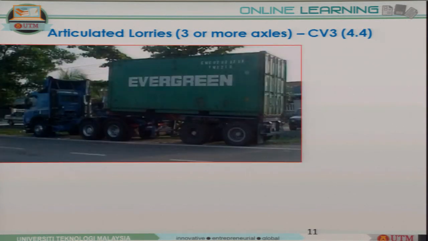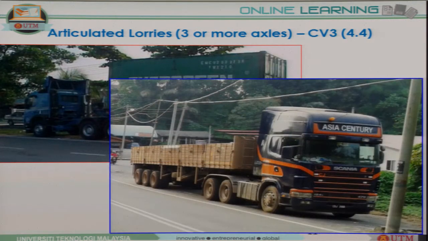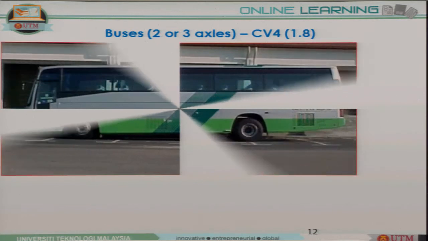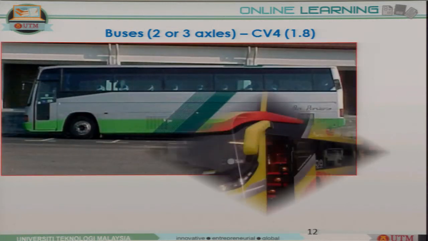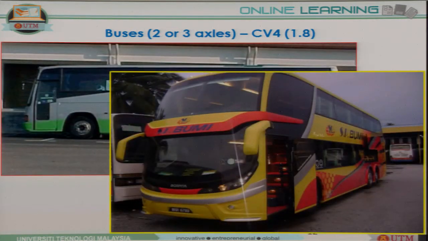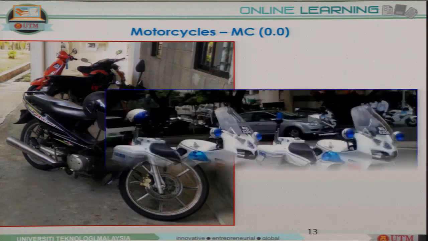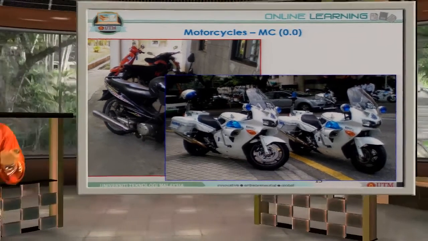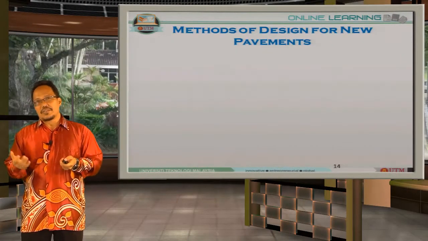Okay. And then we have articulated lorries, 3 or more axles, CV3, 4.4. One of it. And another sample of it. Buses, of course, are 2 axles or 3 axles, with an equivalent factor of 1.8. And the last one, motorcycles. Those are the 6 categories of vehicle.